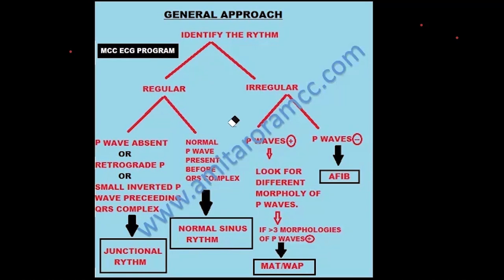Let us consider two criteria here. One is regular and irregular rhythm, and the other is P wave, presence or absence. So P waves are present in irregular rhythm. So what to do next? Then you will look at the different morphology of P waves. If you find more than three different morphologies, then it will be multifocal atrial tachycardia. And if the P waves are absent, on the other hand, you can see here P wave absent, so you can make the diagnosis as atrial fibrillation.